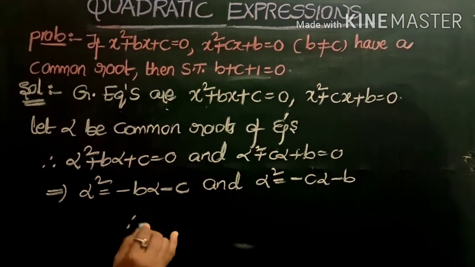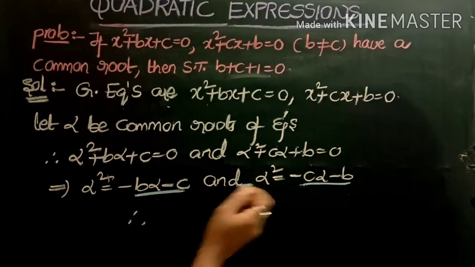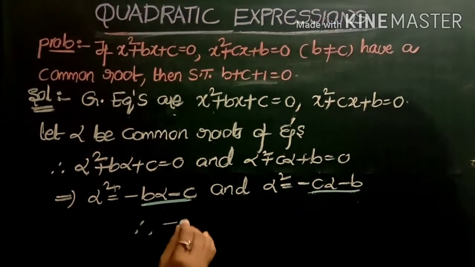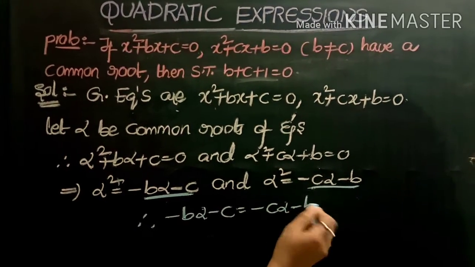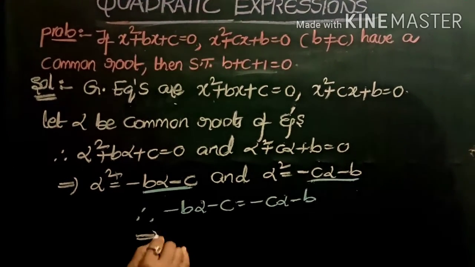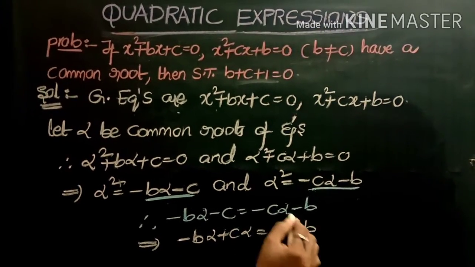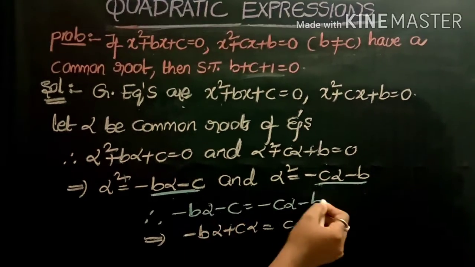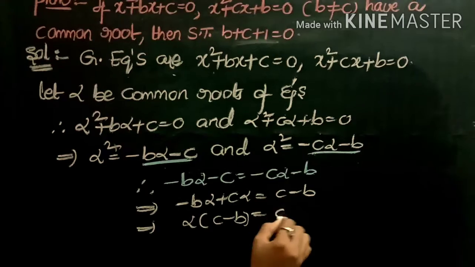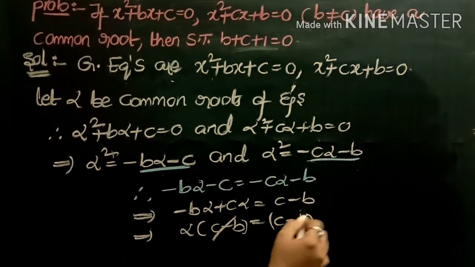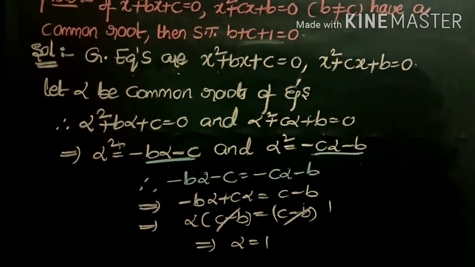Therefore, now we are equating these two values. Since this is the value of alpha square, and this is the value of alpha square, we are equating these two values. So therefore minus b alpha minus c is equal to minus c alpha minus b, which implies minus b alpha plus c alpha is equal to c minus b. Writing the alpha terms at one side and the remaining at the other side. Now taking alpha common here, alpha into (c minus b) is equal to c minus b. Now here c minus b and c minus b get cancelled. Therefore the value of alpha is equal to 1.